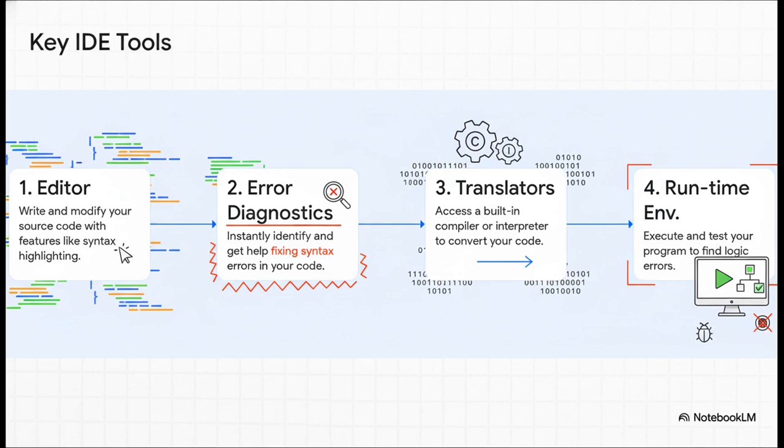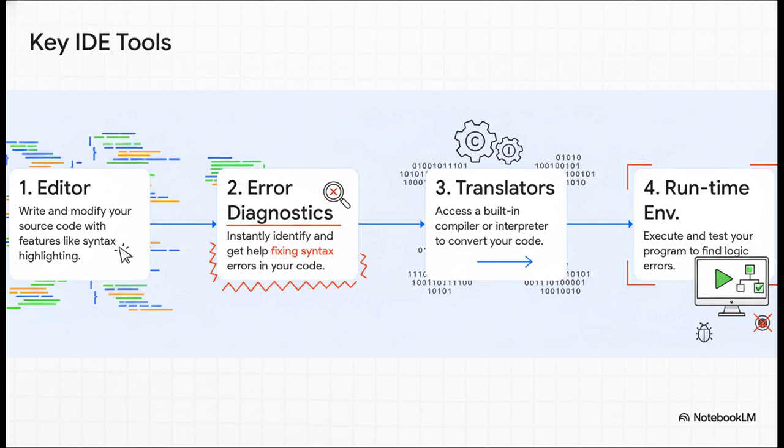First up, you've got the editor. This is just where you type your code, but it's smart. It does things like color code your text to make it easier to read. Next, you have error diagnostics. Oh, this is a total lifesaver. It spots mistakes as you type, usually underlining them in bright red so you can fix them straight away.